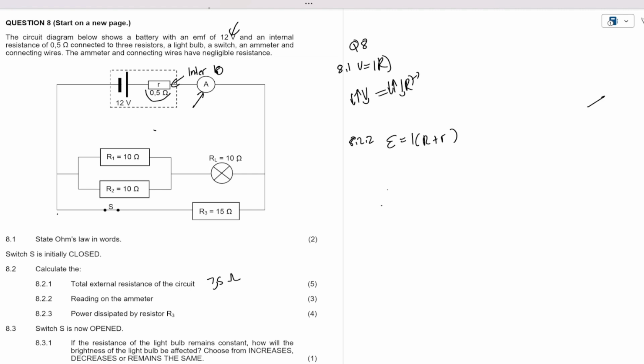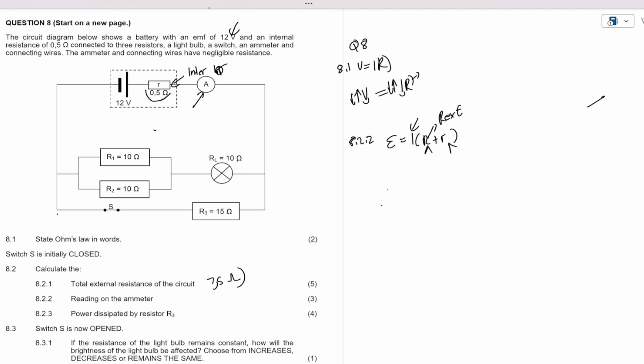That's the EMF. And then what else do we have? We have the R external. This R external is the one that we just calculated. We got 7.5. And then what does this small r stand for? Internal resistance, which is 0.5. What are we left with? The current. So that's how we are going to find the current.